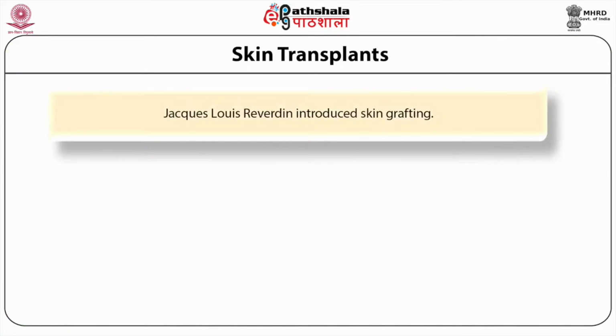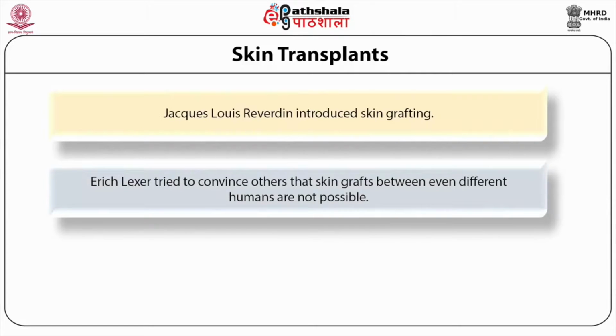Jacques Louis Reverdin was a surgeon in Paris who around in 1860s introduced skin grafting. The early plastic surgeons mistakenly believed that skins of even frogs and rabbits could be transplanted in humans. In 1911, Erich Lexer tried to convince others that skin grafts between even different humans are not possible. Ultimately, with time, people grudgingly accepted this truth. This is in spite of the fact that the skin transplanted from another person becomes the site of inflammation and drops away after a week or so.